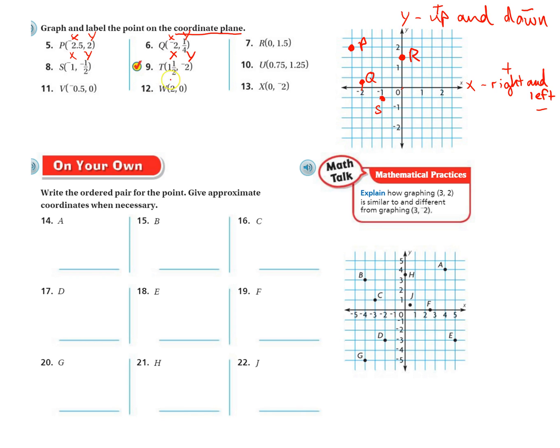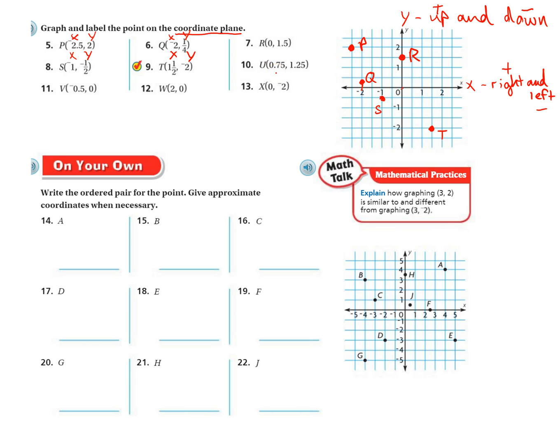Okay. So point T, positive 1.5, so it's to the right, 1.5. So it's going to be to there. And then negative would be down 2. And point 2 is right here, so my point is going to be right there. There's my point T.